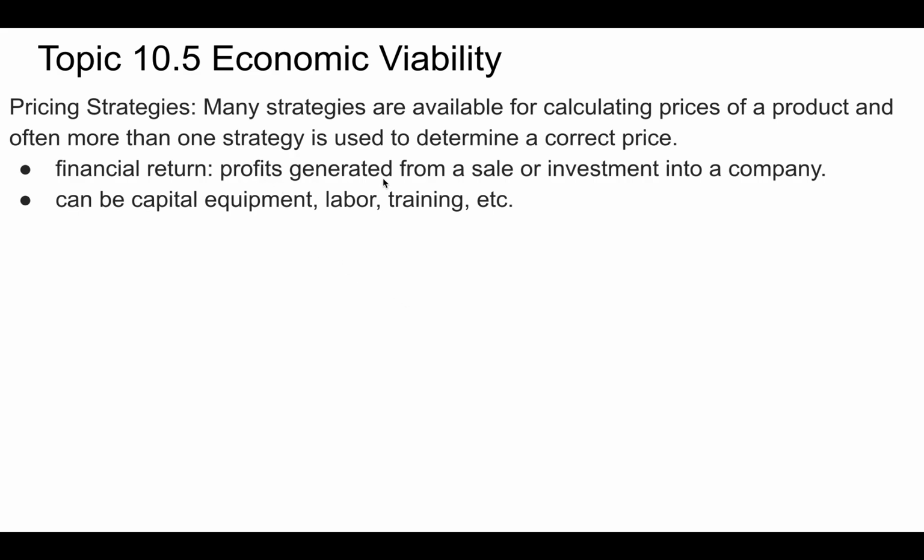Financial return. This is profit generated by a sale or investment into a company, and it can be capital, labor, training, that kind of stuff. So if you are investing into a company, you're going to want to have some financial return. We would get financial return, for instance, from capital equipment. If you were to invest in some machinery, like automated machinery that would allow you to reduce your labor costs, then you would get a financial return. If you were to train your workforce so they can do multiple jobs, you are investing in your company, and you're going to expect some financial return from that.